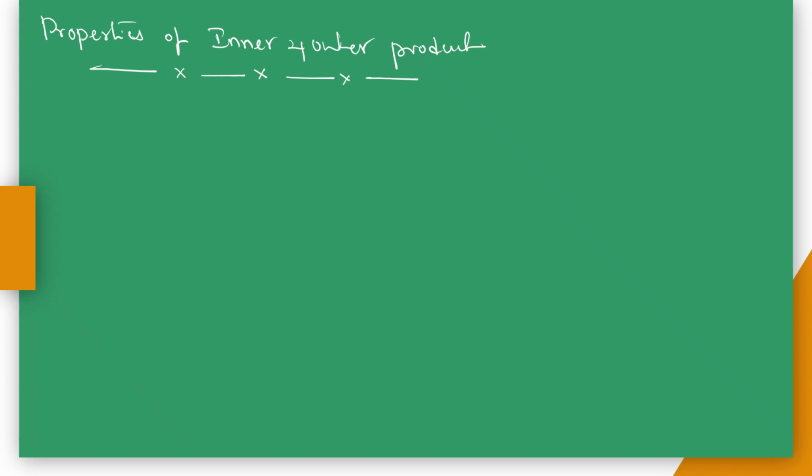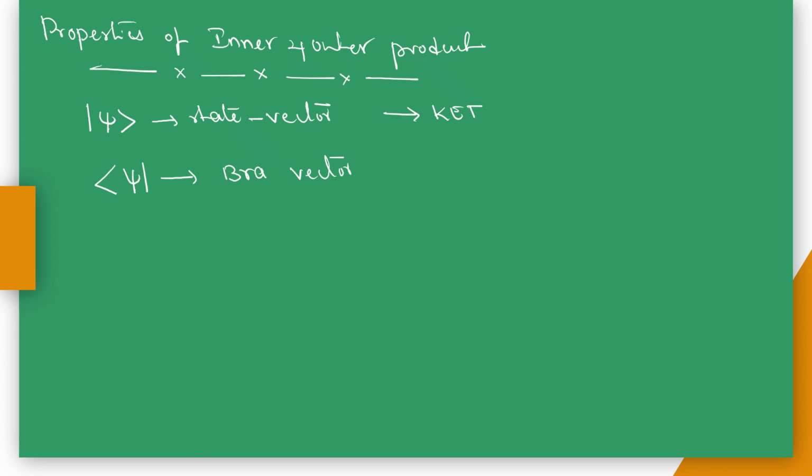For example, if psi is a state vector, here it is represented as ket psi, a state vector. The conjugate transpose is taken as a bra vector. This is the ket, it is the bra. So the inner product between these two is called the inner product.